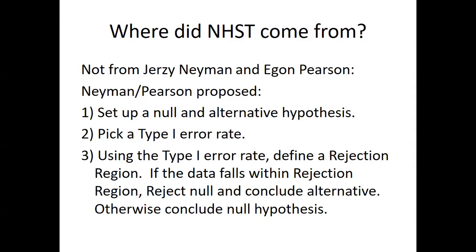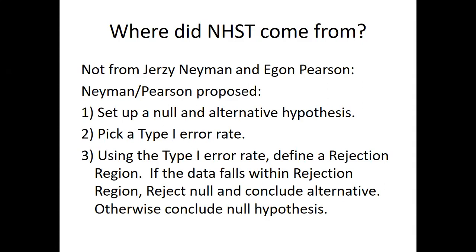Jerzy Neyman and Egon Pearson came up with something else. They came up with this. Set up a null and an alternative. You've got to have both of them. This is decision theory. They took us to decision theory and said, this is the right application of probability. Pick a type 1 error rate, so that you know this is my threshold. You're going to give them a hard and fast threshold, and then using the type 1 error rate, define a rejection region.